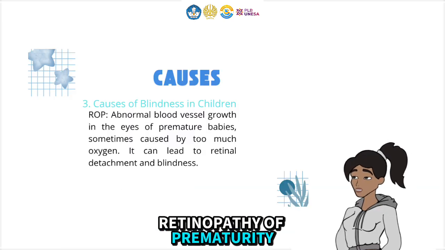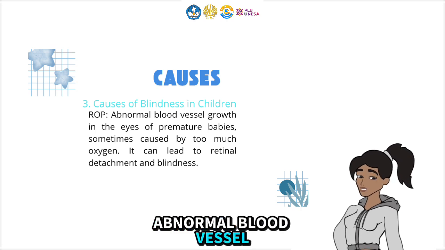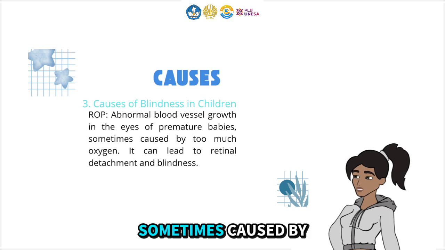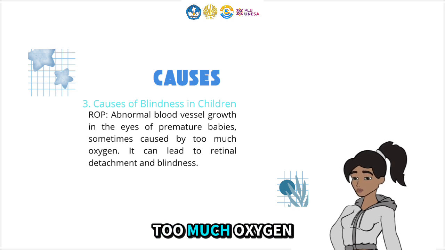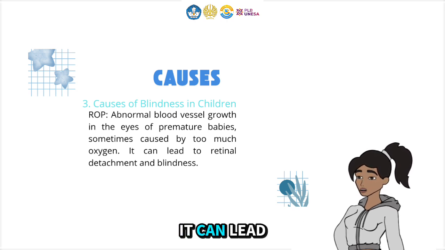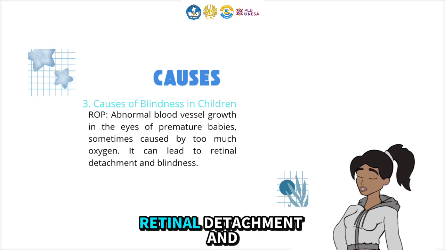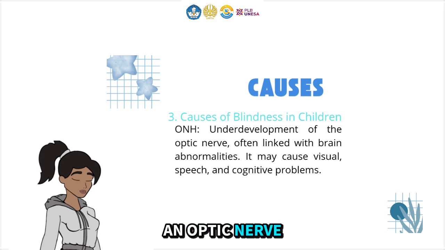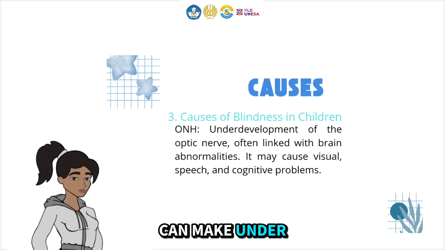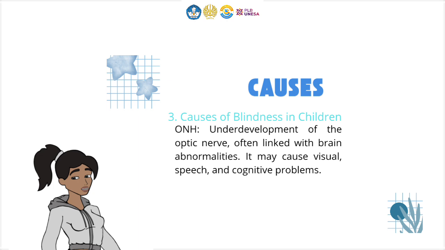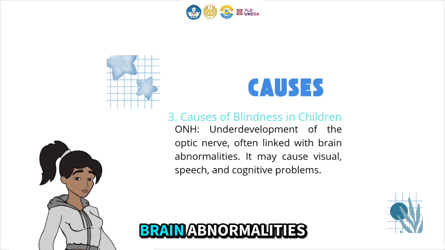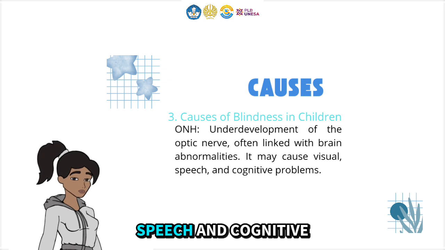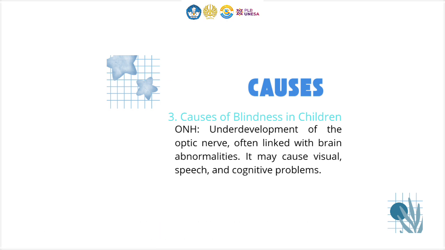Retinopathy of prematurity, abnormal blood vessel growth in the eyes of premature babies, sometimes caused by too much oxygen. It can lead to retinal detachment and blindness. And optic nerve hypoplasia, the underdevelopment of the optic nerve, often linked with brain abnormalities. It might cause visual, speech, and cognitive problems.